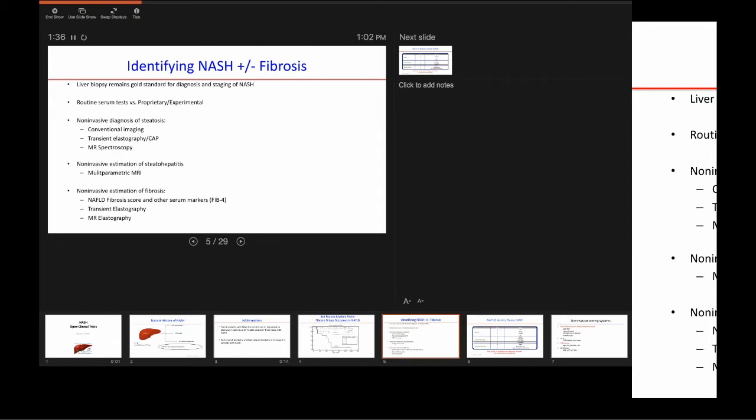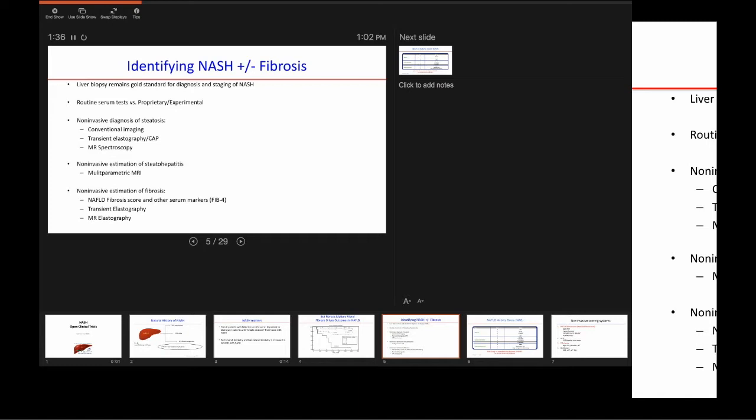And there are a number of ways to distinguish that. We can look at non-invasive tests of steatosis, right? We sometimes see it on conventional imaging, ultrasound. Now we have CAP on FibroScan, and then there's MR spectroscopy, which is part of a lot of the clinical trials now. We'll talk a little bit about that, and then multiparametric MRI, which Amon's going to also talk about.